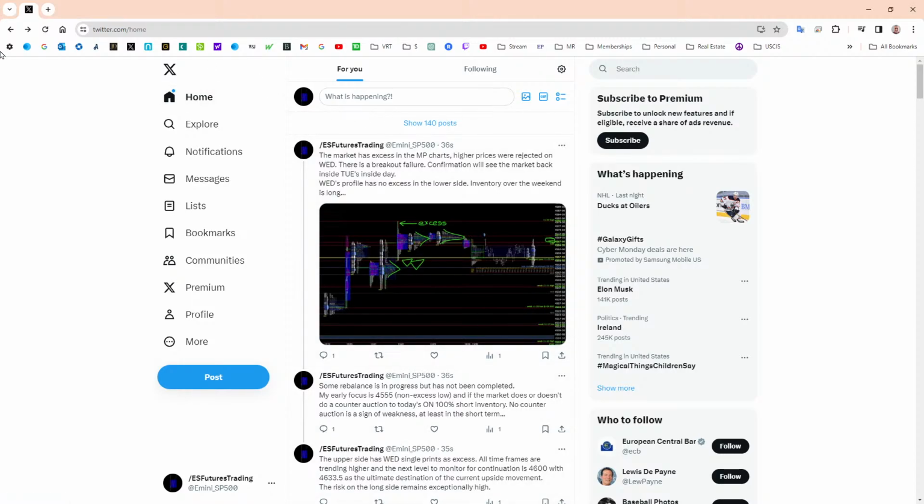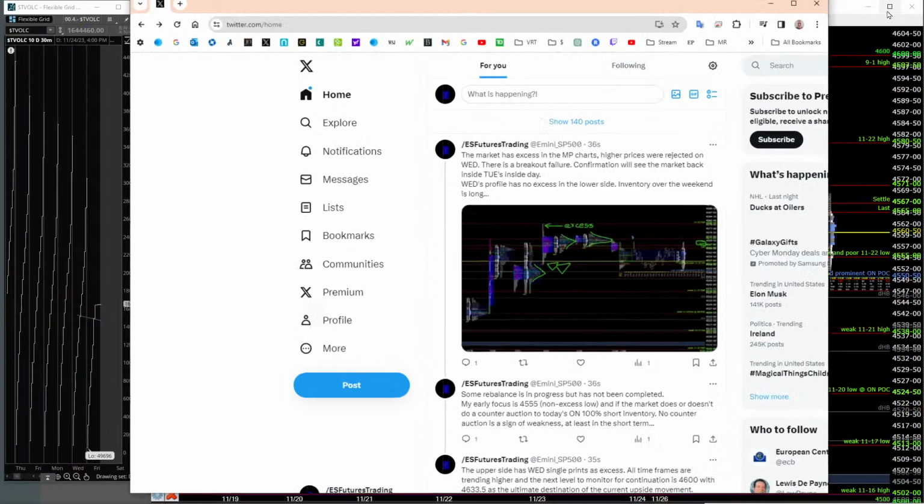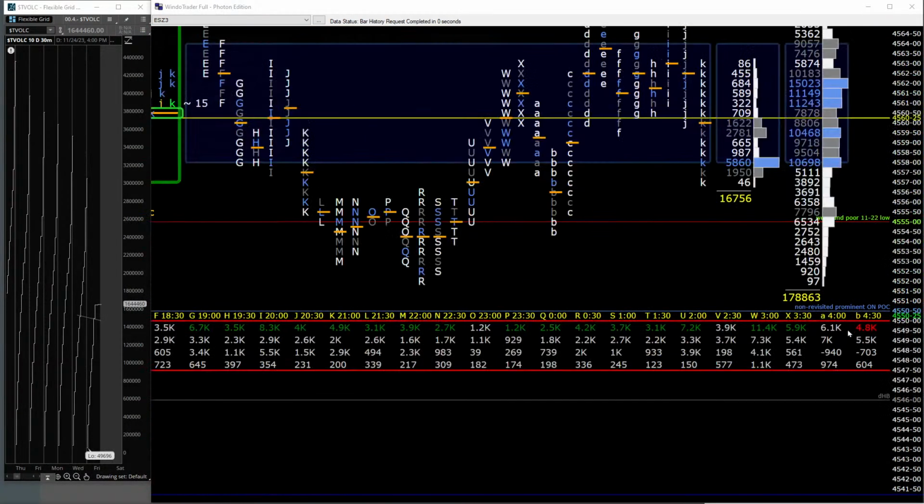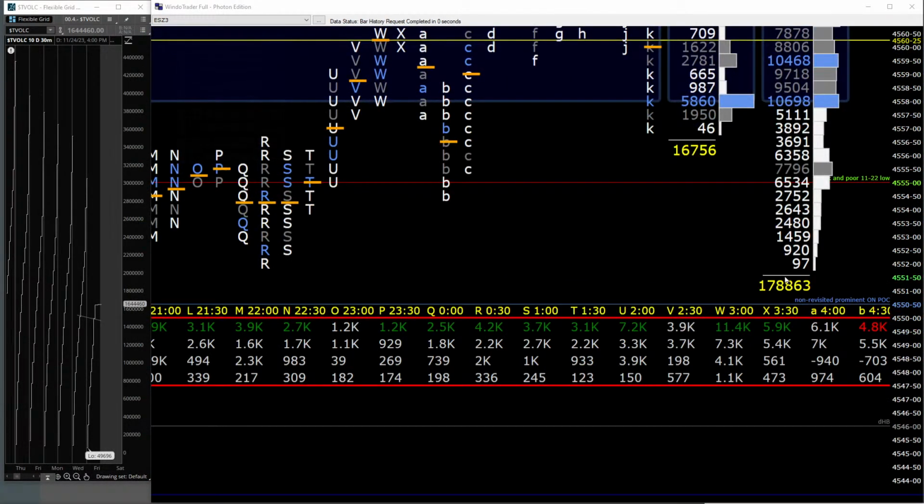All right, this is what I was doing. You want to check this? You just go to E-mini SP 500 for some posts. If I have time, I do some updates there. Now, how much volume do we have? This is really low volume for this overnight.